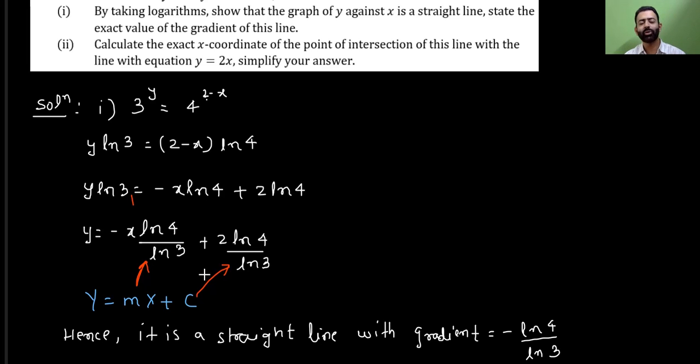If you are obtaining 2 log 4 by log 6, that means you have to square this 2 log 4, meaning log 16 by log 6, and then simplify it further if it can be simplified further. Okay, so I'm moving towards the next question, right?